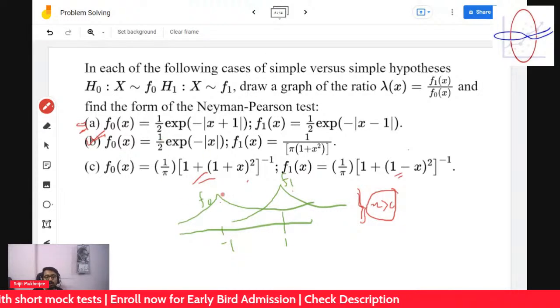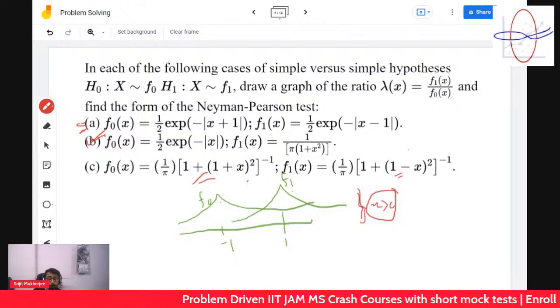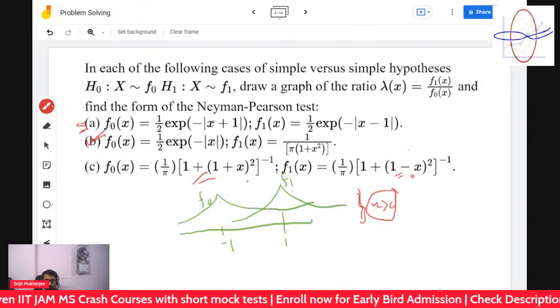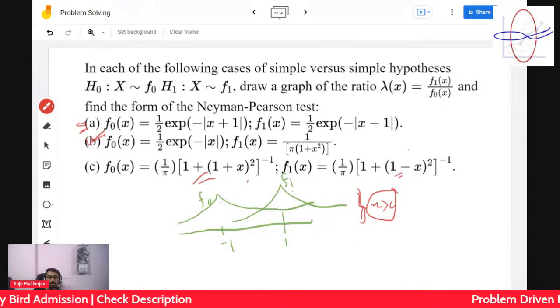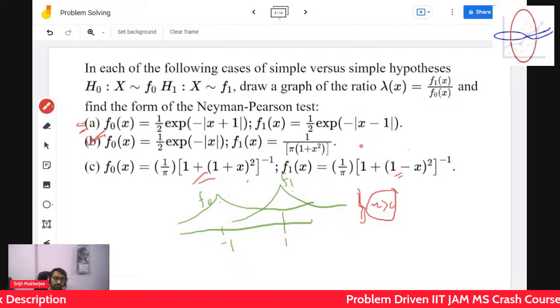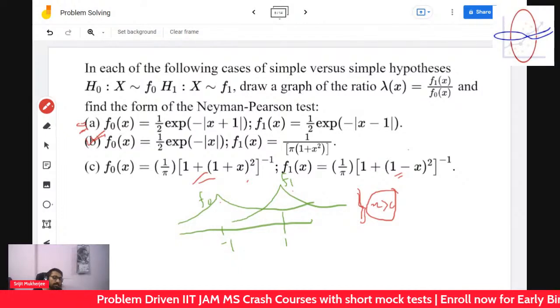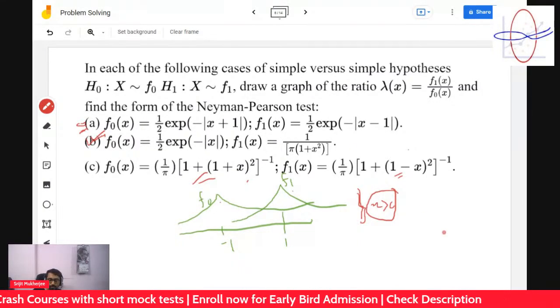Let's talk about this. What do you think about this? What does this mean? It's very easy. Same thing will happen. Very good. One has location here, another has location there. That's it, 1 and -1. So you reject f1 if x is greater than c.